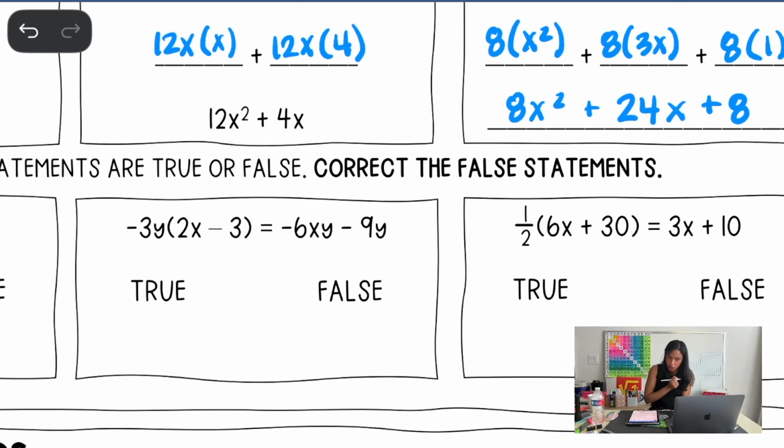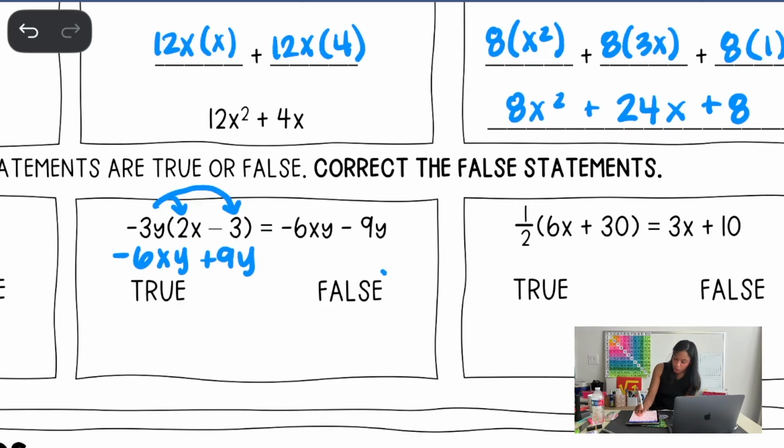Here's our next one. Looks a little bit more complex, but we got it. Negative 3y is the factor outside parentheses. Our factor inside parentheses is 2x minus 3. When we distribute, we're going to multiply constants first, then multiply variables. So negative 3 times 2 is negative 6. And then x times y, we don't have another special name for that. It's just going to be xy. So negative 6xy. And now notice that we're going to distribute to a negative number. So we have negative 3y times negative 3. So I have to do negative 3 times negative 3, which is positive 9. And then I just have y, so positive 9y.